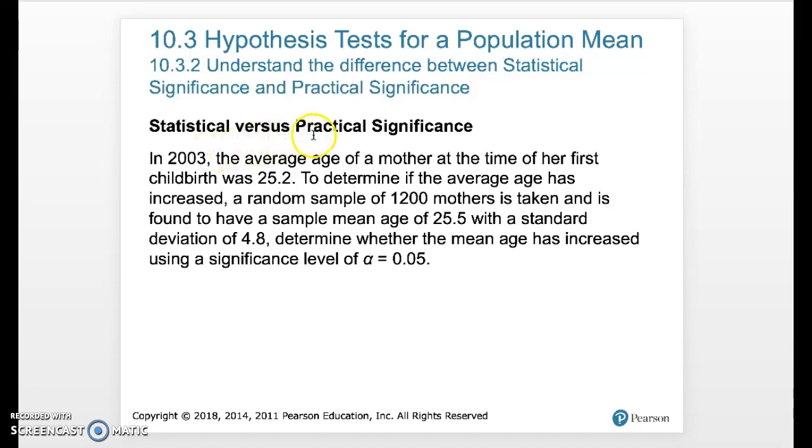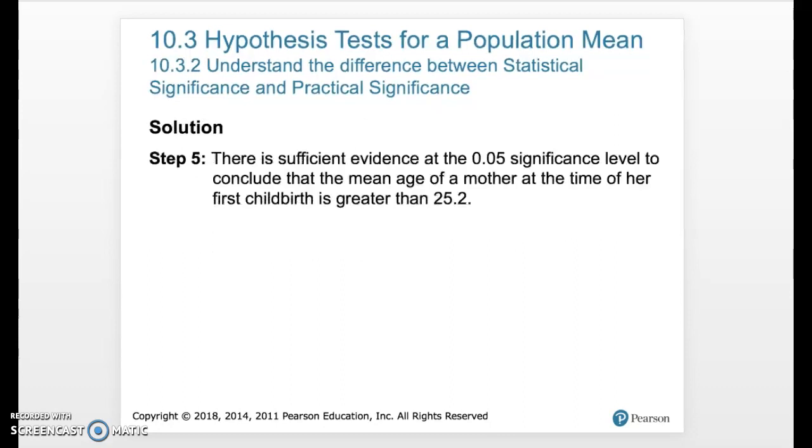However, this is a little different than the idea of practical significance. Practical significance is the idea of, well, does it really matter? So in this case, we had statistical significance with a low p-value and actually demonstrating that the mean age had increased. But notice that the sample mean of 25.5 is not that much higher than 25.2. In other words, that might ask us, hey, is this result practically significant?